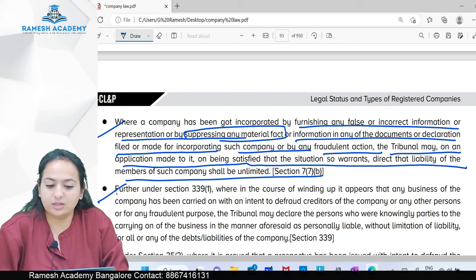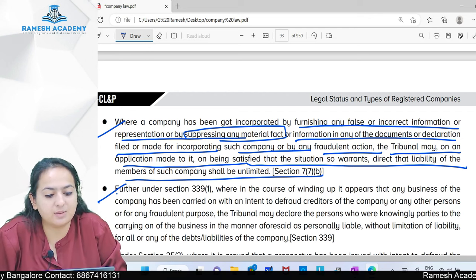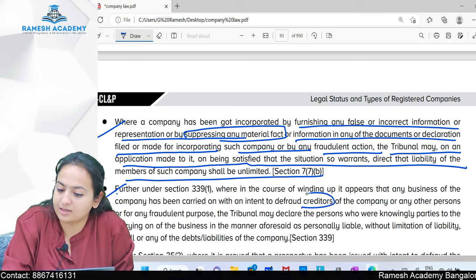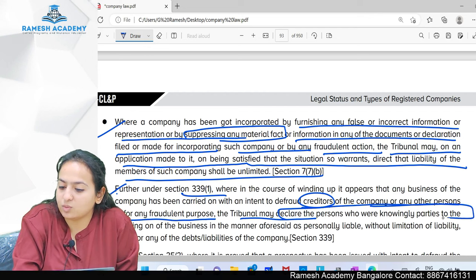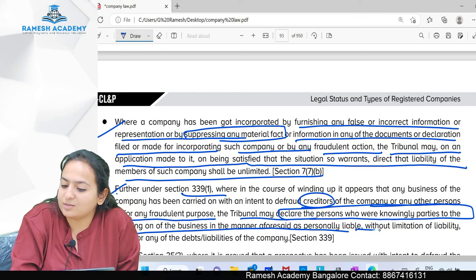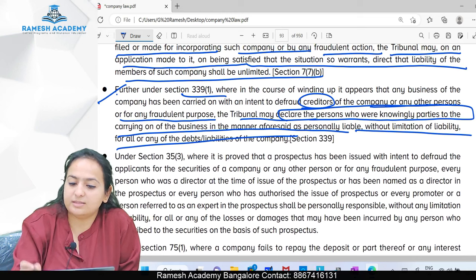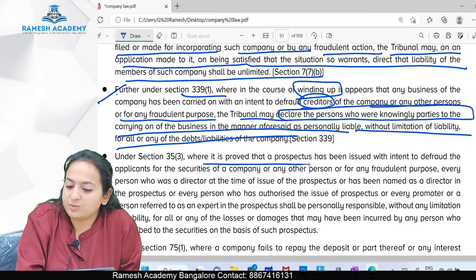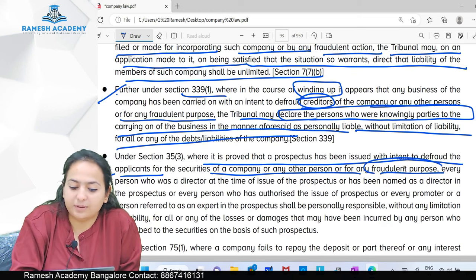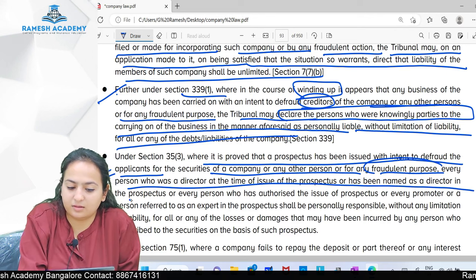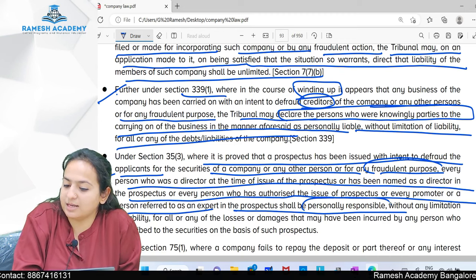Further, under section 339, where in the course of the winding up it appears that any business of the company has been carried out with intent to defraud the creditors of the company or any other persons, or for a fraudulent purpose, the tribunal may declare the persons who were knowingly parties to carrying on the business as personally liable. Under section 35, it is proved, now it is relating to winding up, okay? Where prospectus is issued with an intent to defraud the applicants for the securities or for a fraudulent purpose, every person who was a director at the time of issue of the prospectus, every person who has authorized the issue of the prospectus, and the promoter or expert of the prospectus shall be personally liable.